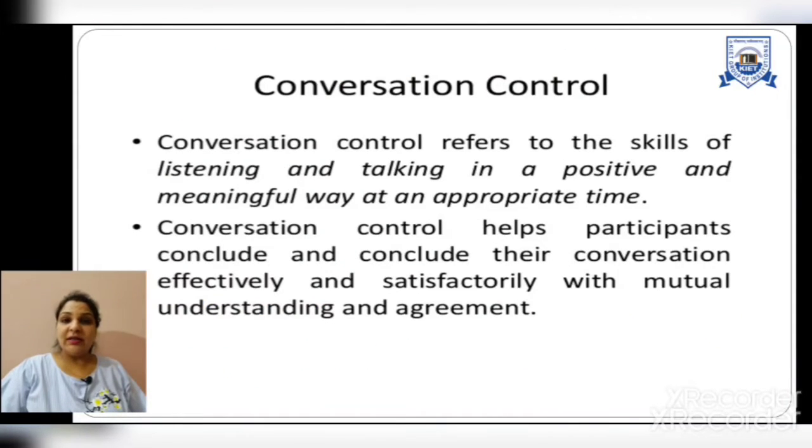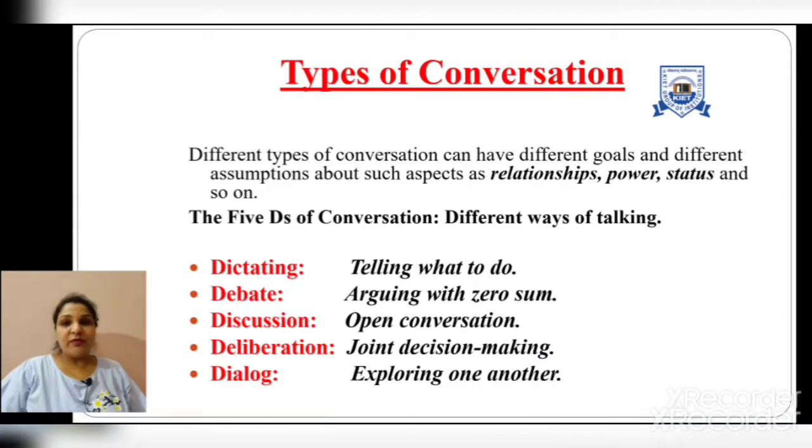For more clarity, let's have a look at its definition. Conversational control refers to the skill of listening and talking in a positive and meaningful way, and that too at an appropriate time. It is very easy to learn the types of conversation. Students, the 5 Ds of conversation or the different types of talking are dictating, debate, discussion, deliberation, and dialogue.